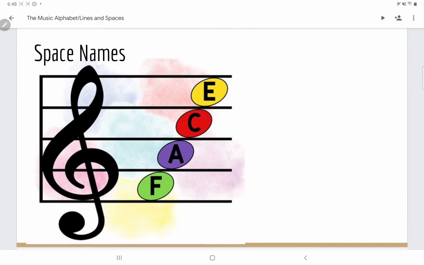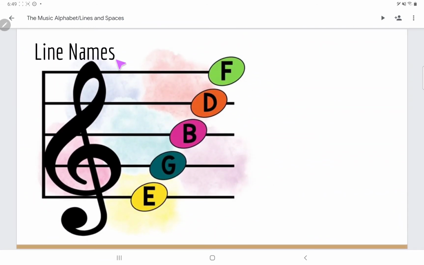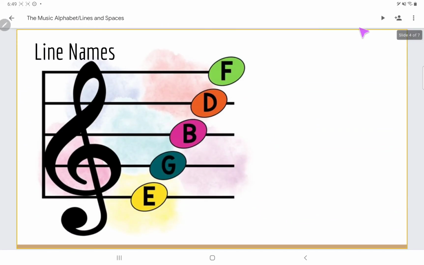All right, scholars. Now the spaces, remember, there's not as many spaces as there are lines. There's only 4 spaces. We know the spaces because the middle of the note is not sitting on a line. It's sitting on a space. Let's go back and look at our lines. Whenever we look at our lines and the notes, we can see how our note is sitting in the middle of that line, remember? But for our spaces, the notes are sitting in a space.